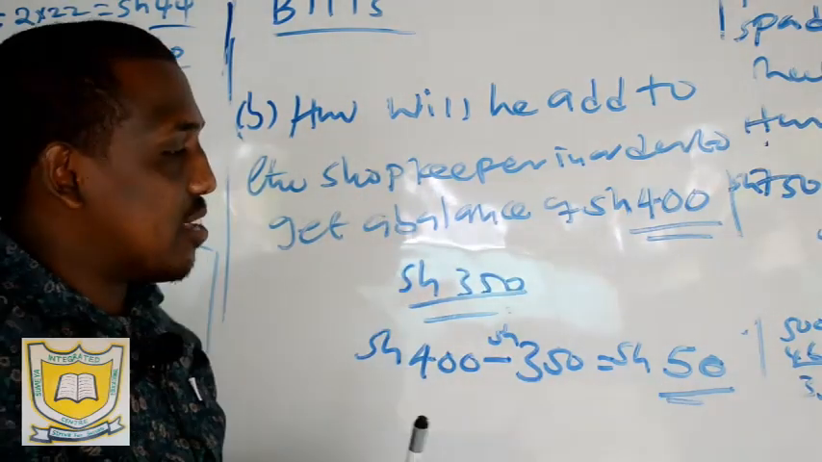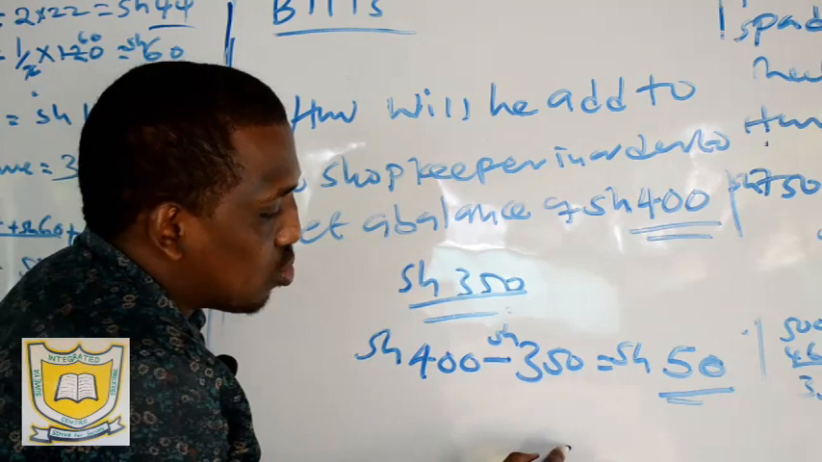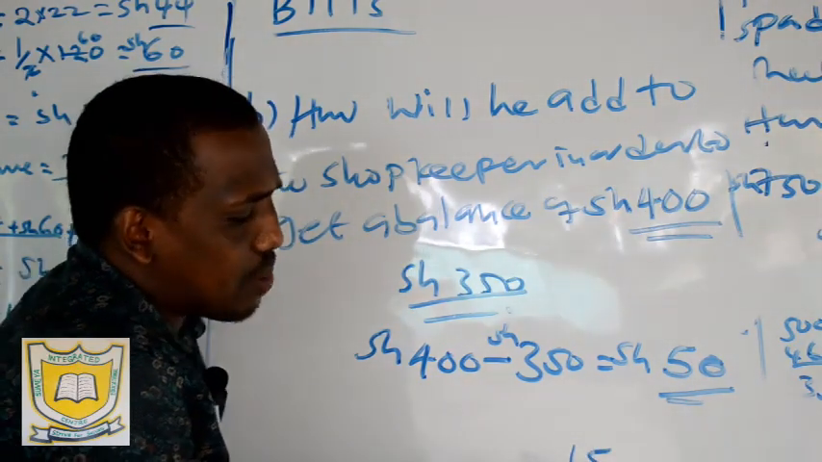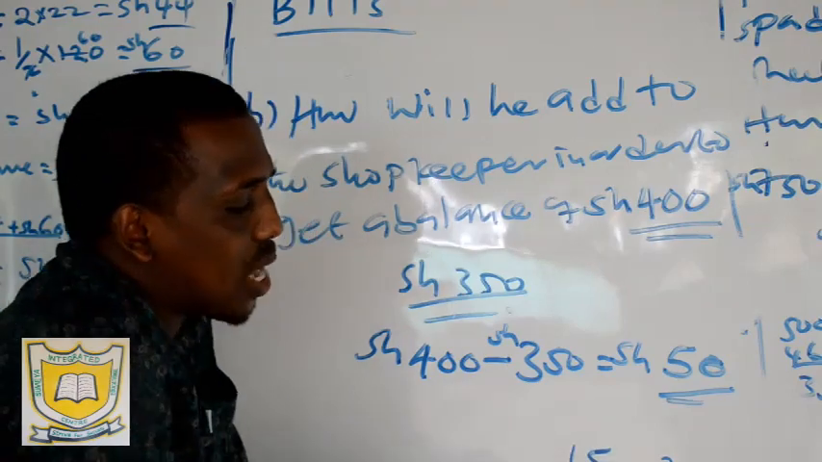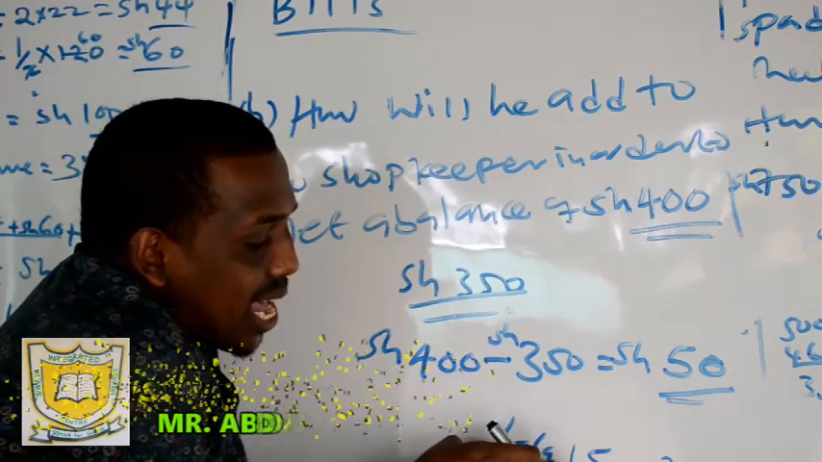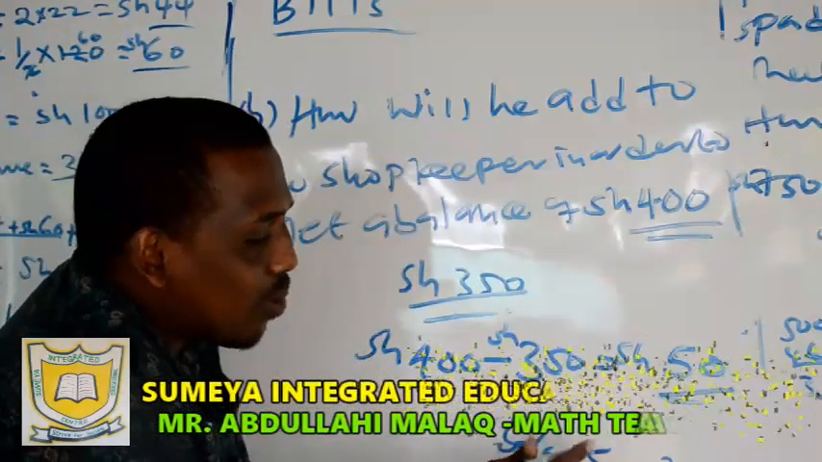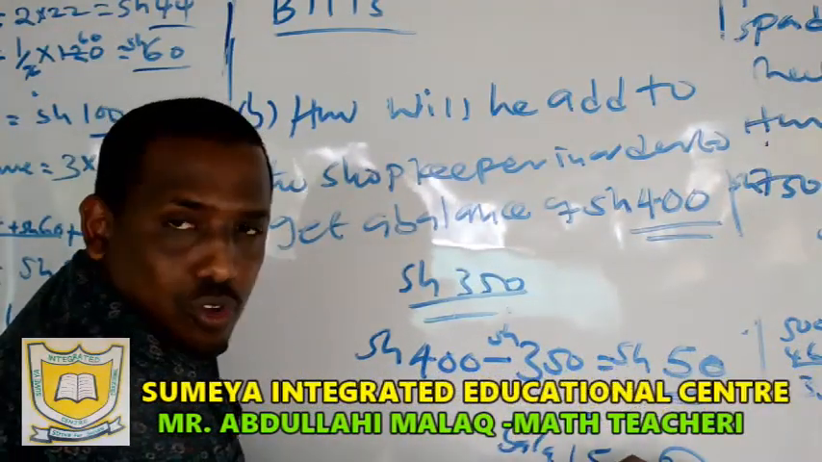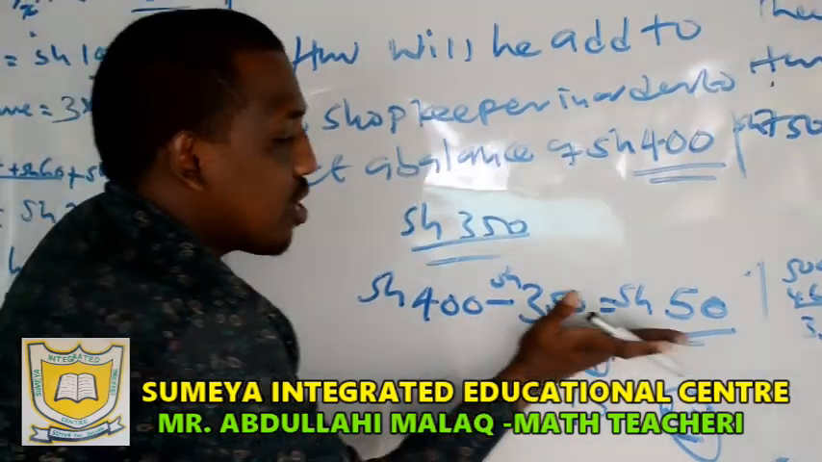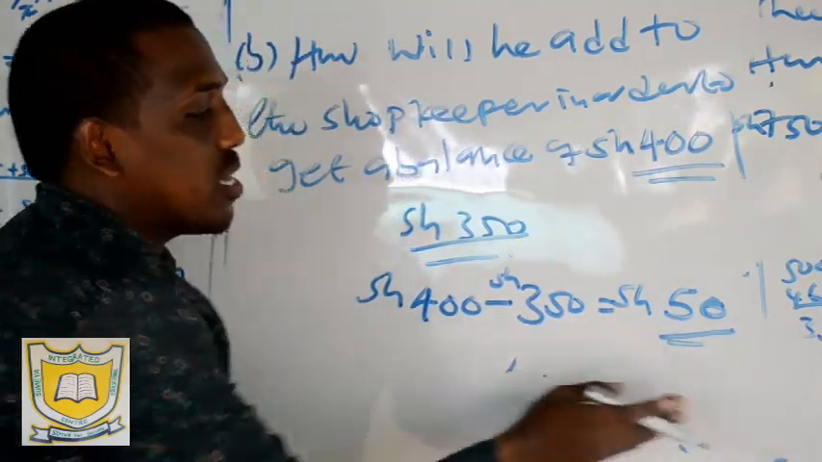That is 350. For example, you gave the shopkeeper shillings, and he gave you a balance of shillings 15. Then to get a balance of 20 now, how much will I add to the shopkeeper? In order for me to get 20, I will add shillings 5 here so that I will get a balance of 20. You say 20 minus 15, you will get 5. That is the same thing. It's very common in examinations.